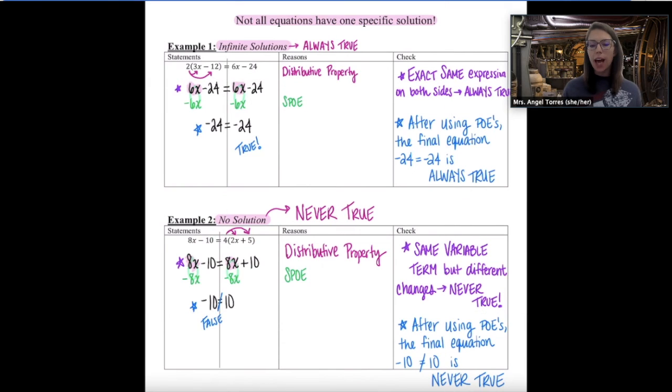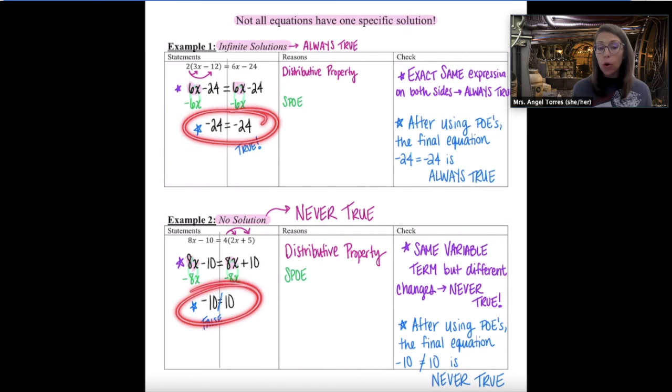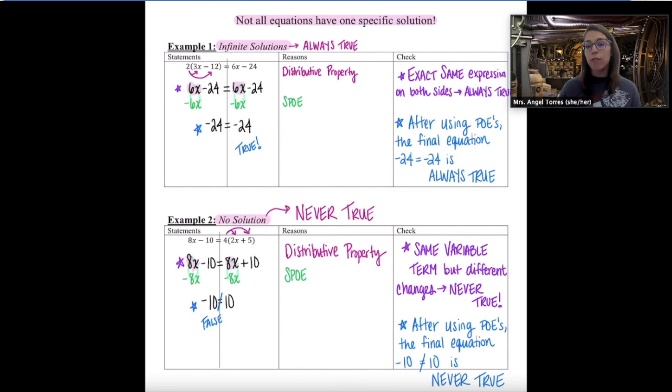So just to recap, not all equations have one specific solution, and there's two ways to figure it out. One way is to get it down to two terms on one side and two terms on another, and look for the exact same expression or the same variable term with different changes. Another way is just keep going, keep solving and simplifying until you get down to an equation that's always true or always false, and that will let you know if it's infinite solutions or no solutions.